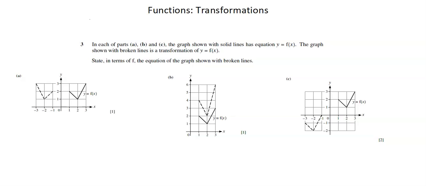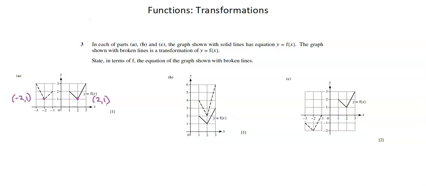The three types of transformations you can expect on A-level are translations, reflections, and stretches. In A, we see the relationship between f of x and the transformation as a reflection through the y-axis. So any point on the function here, I'll take the point (2, 1), is transformed to (-2, 1).